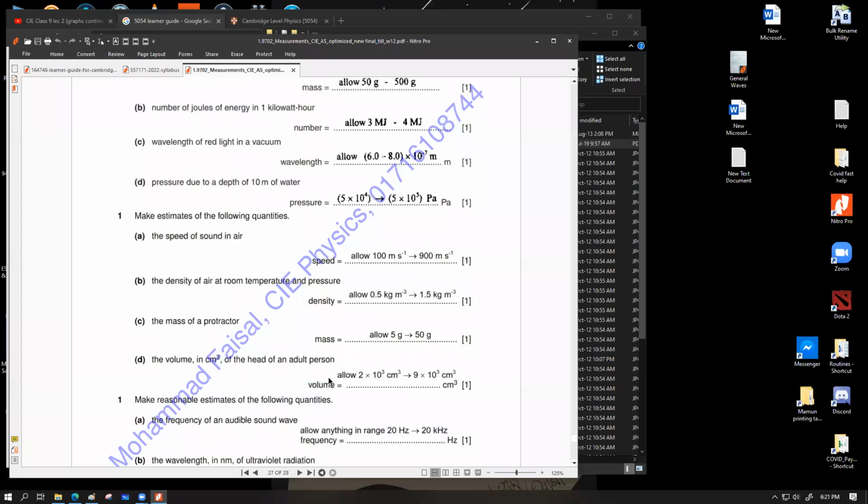Here you go. See this? My head volume was the exact average of these two range. So have a look. How much of a big range have they given? They haven't given the 10 to the power 3 value, but the possible range they have given is from 2 to 9. So if you haven't messed up your calculation, 2 into 10 to the 3 centimeter cube would be maybe the head of a baby.